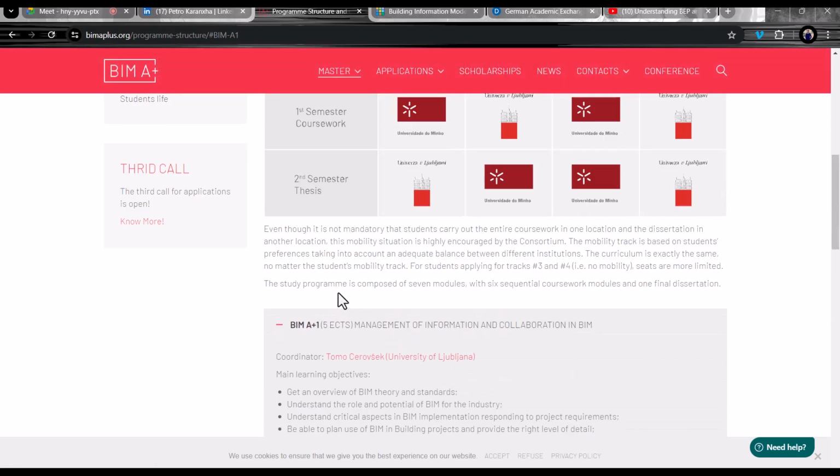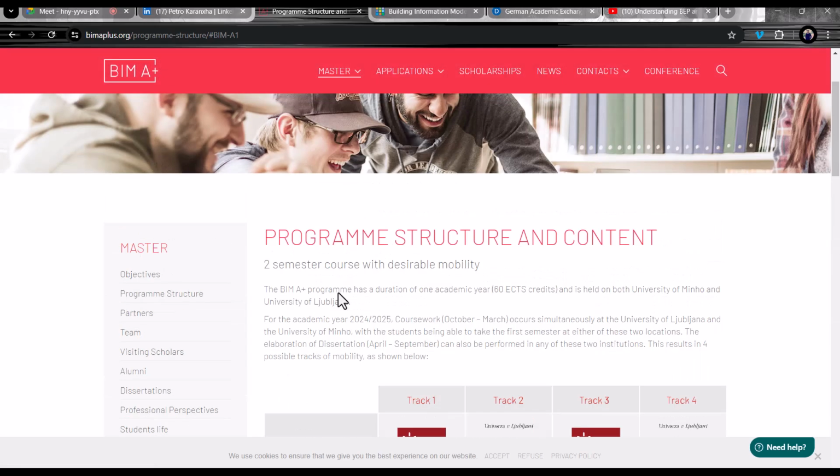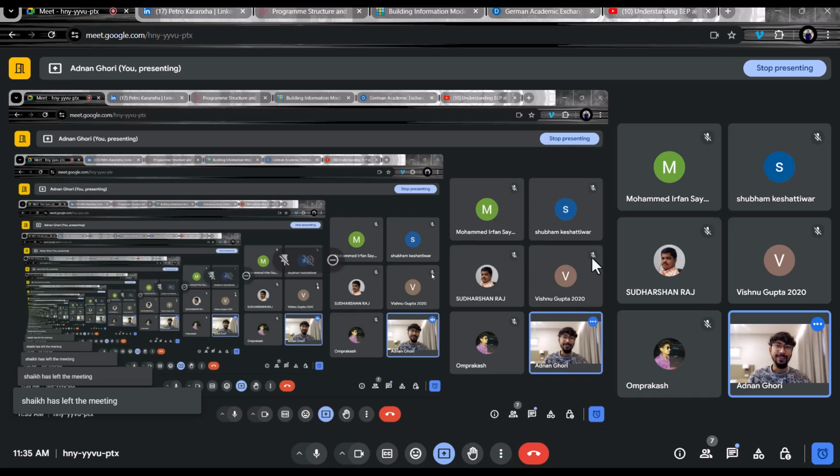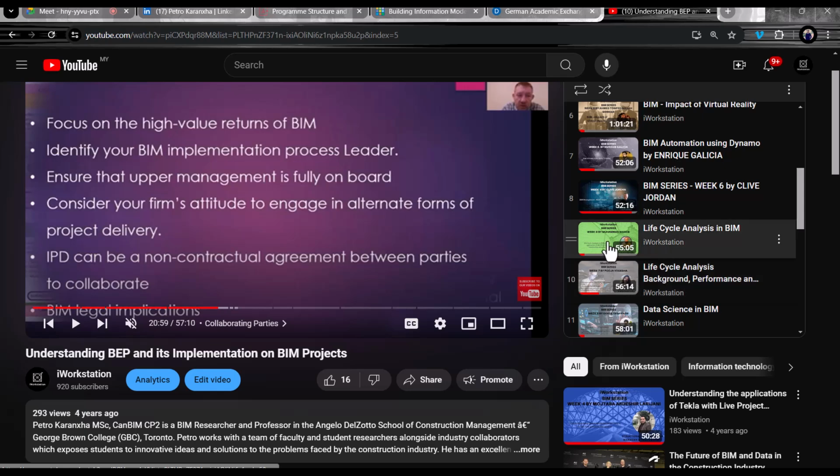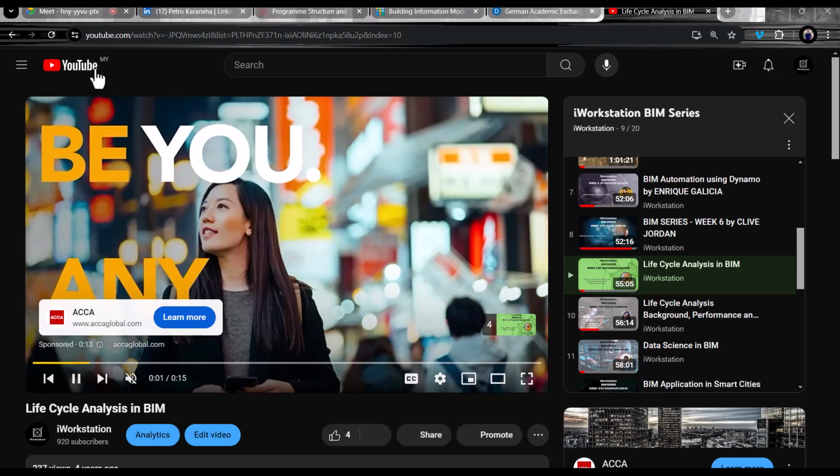One of the best ways to study in this university is to get in touch with the people who have already studied. If you get in touch with the people who have already studied in these universities or the people who have already taken a scholarship, you increase your chances. Over here I'm going to tell you the name of one person, his name is Mohammed Shoaib. He has taken a full scholarship for this BIM A Plus course in 2019-20, a long time ago.